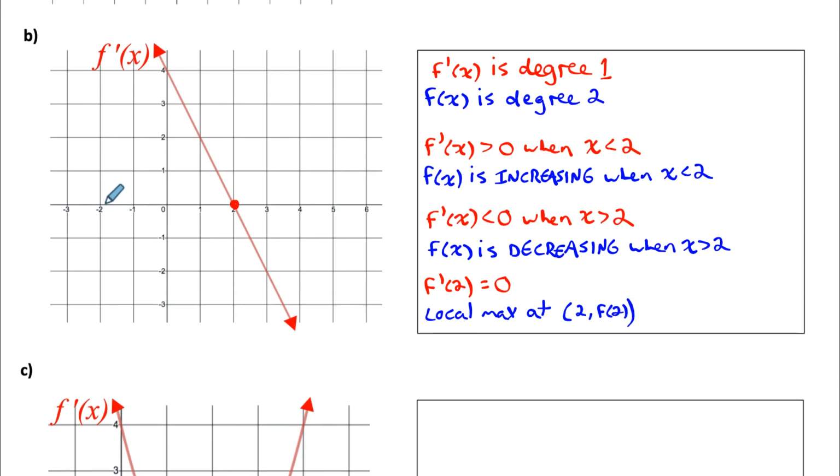Now, I don't know exactly the y-coordinate of that local max. It could be here, could be here, could be here, doesn't matter. I'll just put it right here. But I know that's going to be a local max. I know the original function is going to be increasing before an x value of 2 and decreasing after an x value of 2. So there we go. There's our graph of f of x.